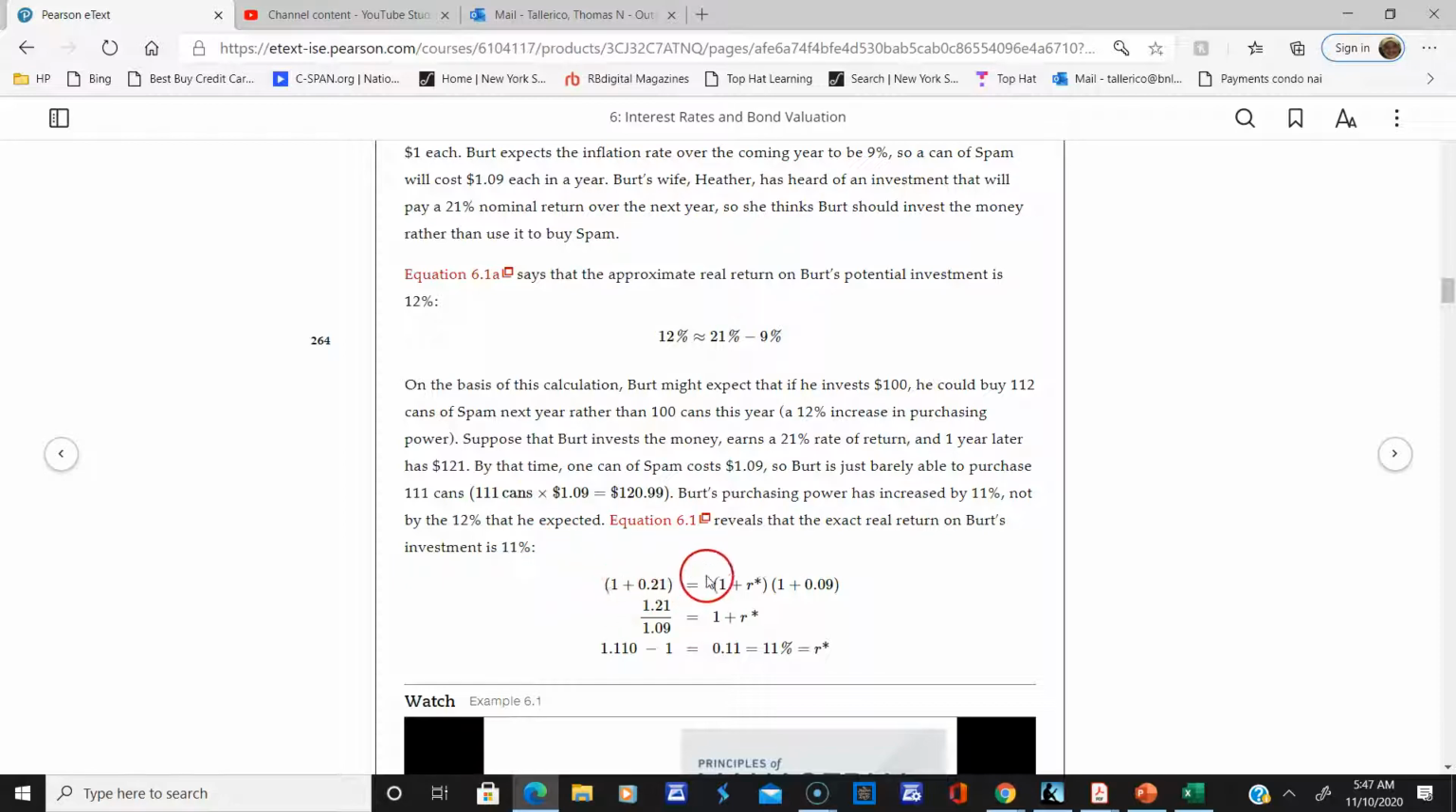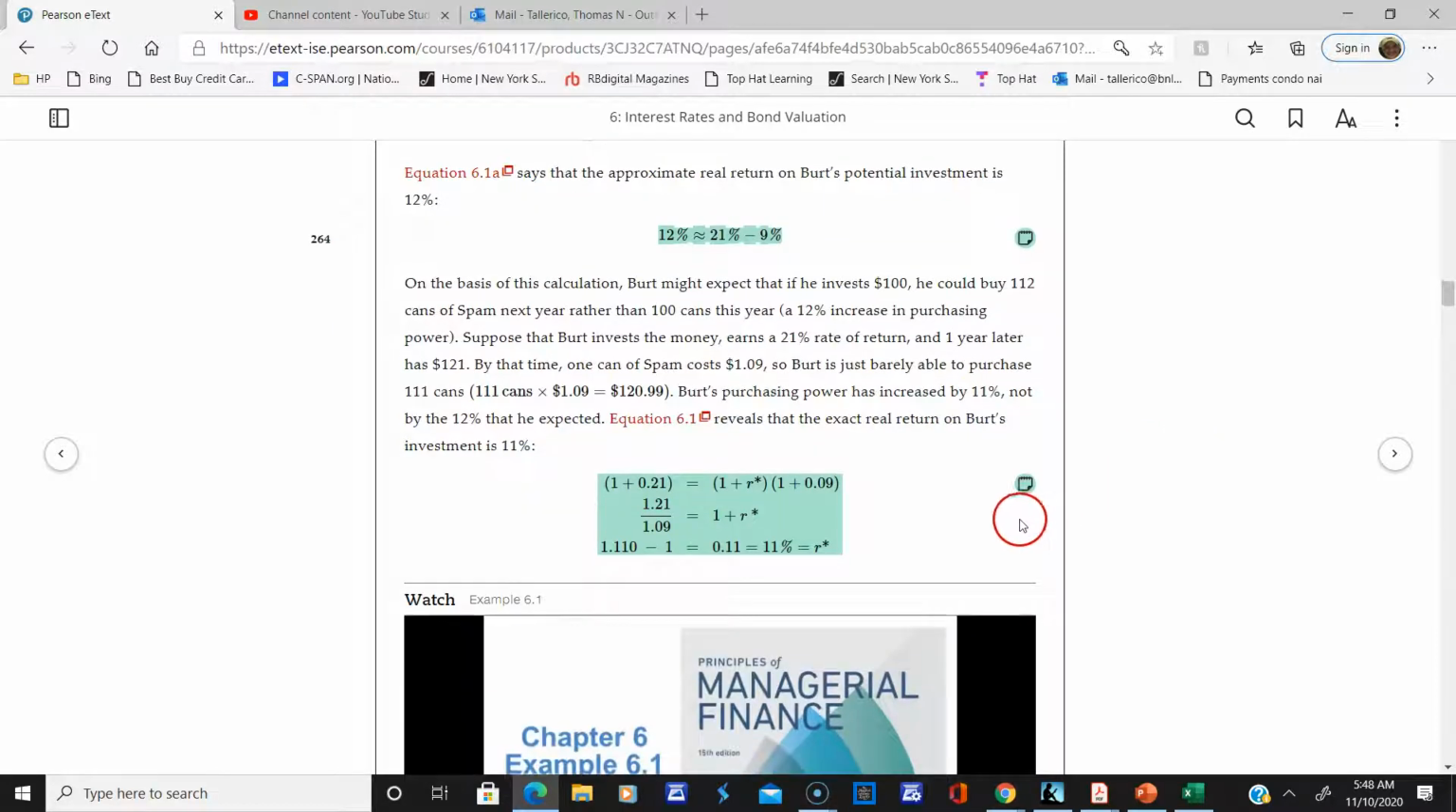So you can see here, if you do it exactly versus approximately, you notice the approximation symbol here, right? We got an approximation symbol there. And here's the exact equation right here. So that's an important thing, but it's close.